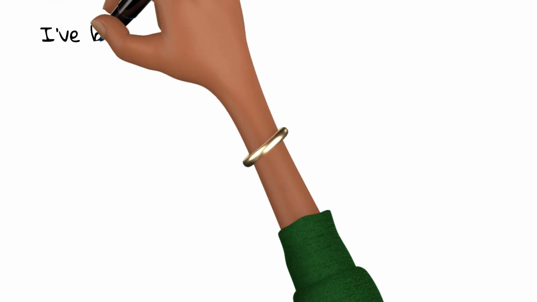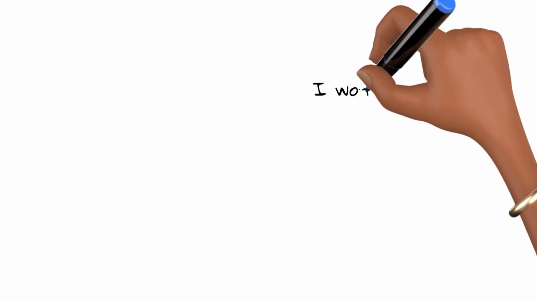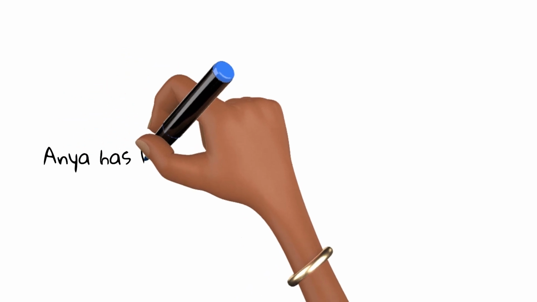However, some can be a bit tricky. Let's have a look at the one stative verb, see. I've been seeing a cat in the garden for 2 weeks. I wonder whose it is. Well, you can't do that. You see a cat or you don't. That doesn't work. You cannot use the continuous form for this one.